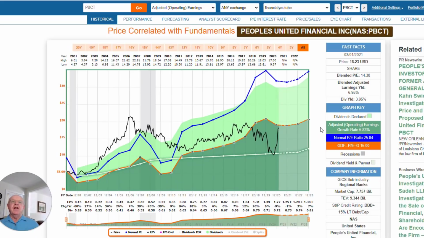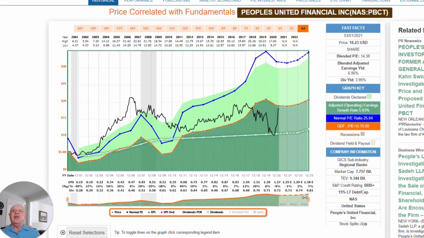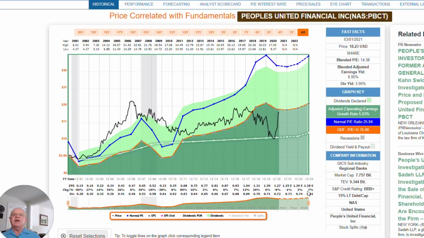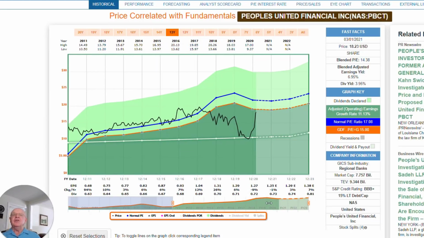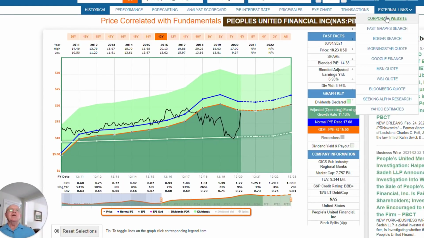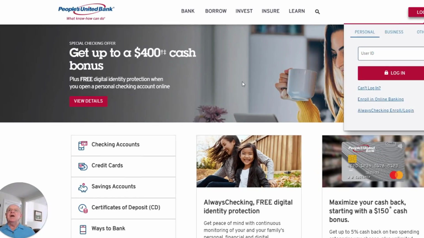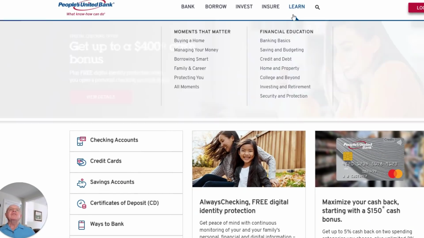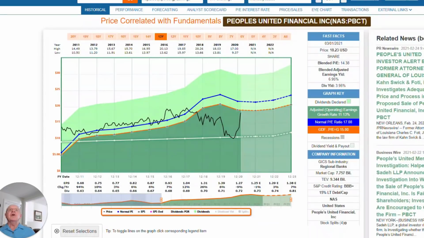People's United, it's another regional bank. We have almost the same story here. A little different record. This blue line becomes meaningless, by the way, on this graph until you change the time frame and get rid of some of those anomalous numbers. The market has had a penchant, even since the recession, of applying about a 17 multiple. The company's BBB plus rated with 15% debt. I can go in here to the company's website and learn a little bit about the stock, as I mentioned to you earlier. But it's a pretty good, little well-run bank.